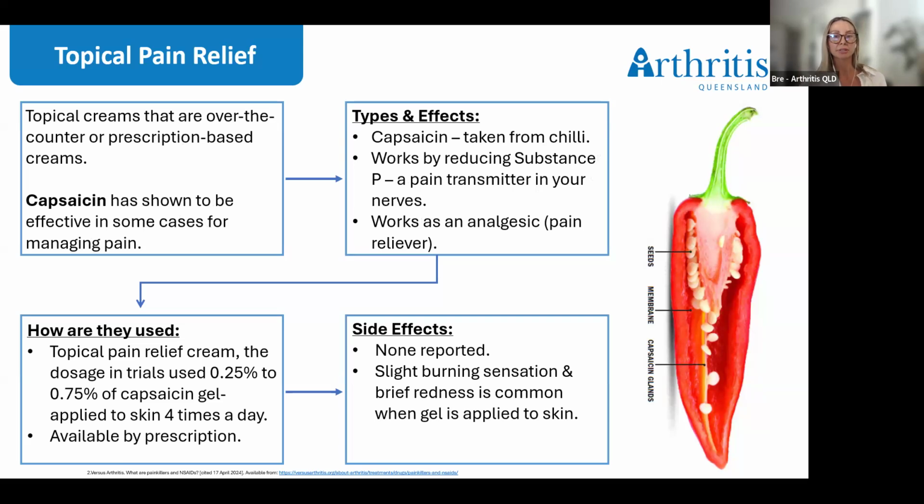So there's no actual side effects reported with this topical pain relief cream. However, you may feel some slight burning sensation and a brief redness when applied, and that's quite common when you apply it to your skin and give it a massage. But it's important to keep it away from your eyes, mouth, or open wounds because it may burn. So always have a chat to your GP and see whether they think this capsaicin gel could be really helpful, and they might prescribe you a dosage that is a little bit higher as well.